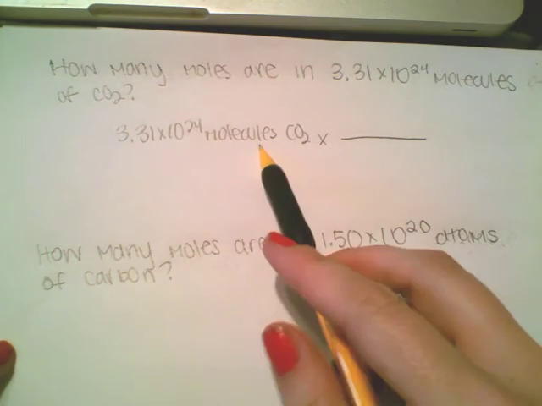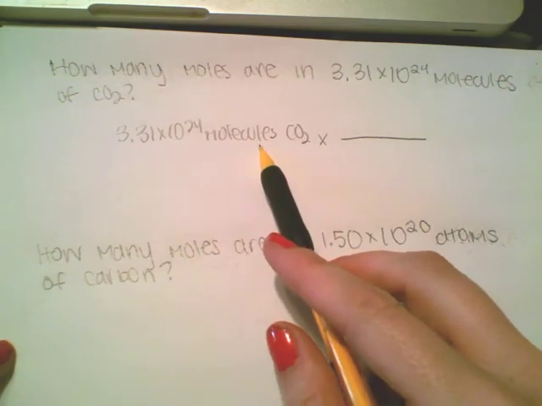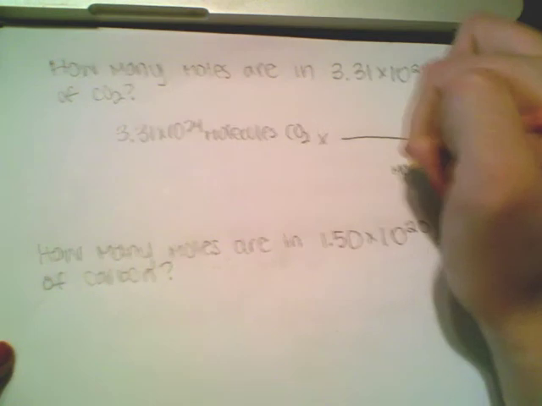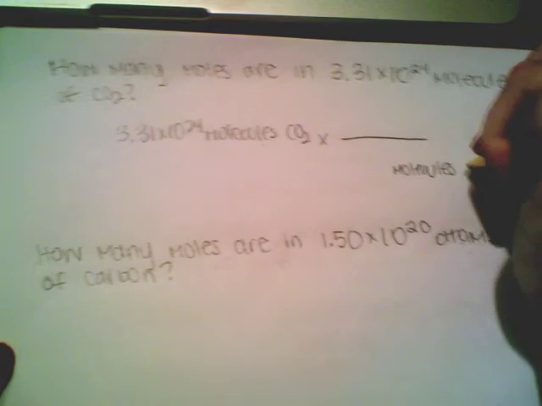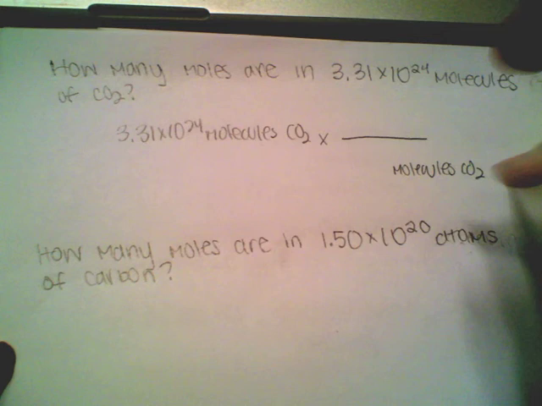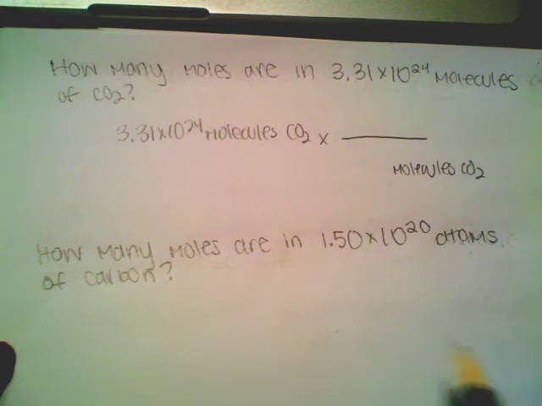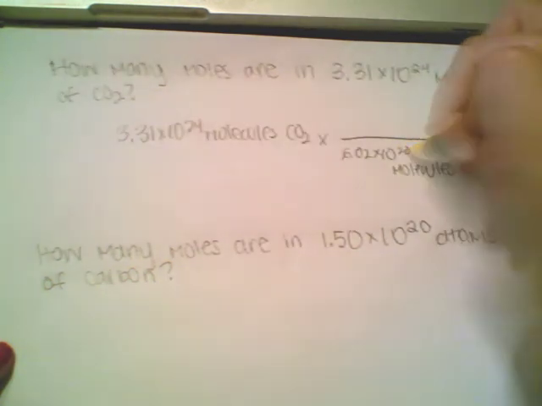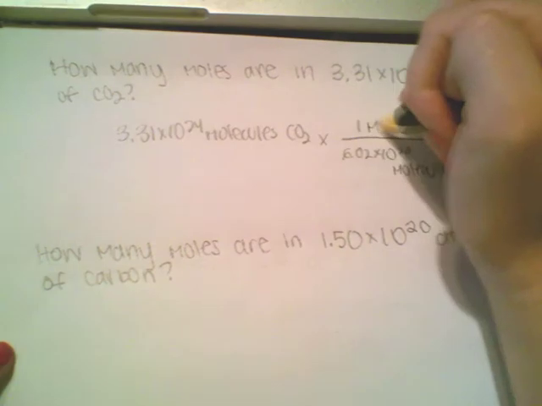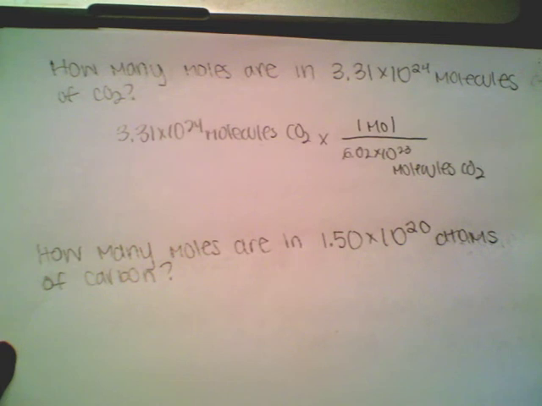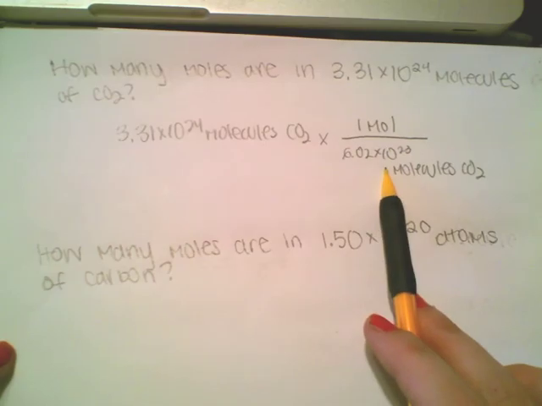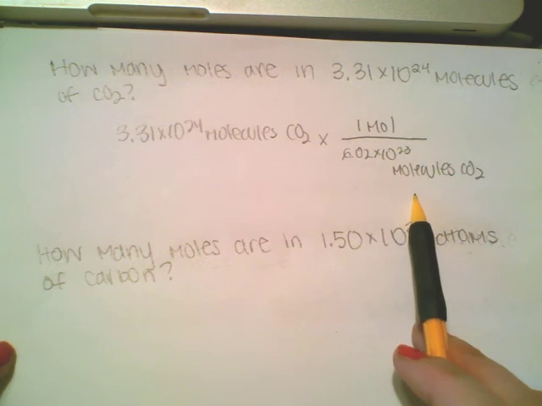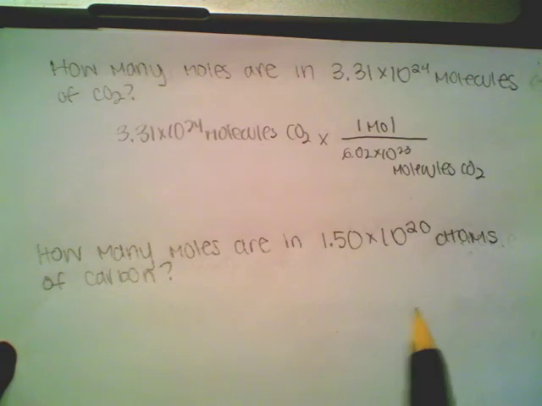On the top of this step, I have molecules of carbon dioxide, so I know that I'm going to have molecules of carbon dioxide on the bottom, and it is 6.02 times 10 to the 23 molecules in 1 mole. If you ever have anything other than 6.02 times 10 to the 23 next to molecules or atoms, you're doing it wrong. So make sure you look at the conversion factors that I give you.